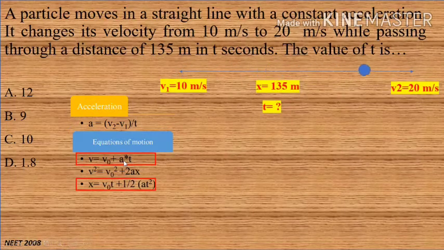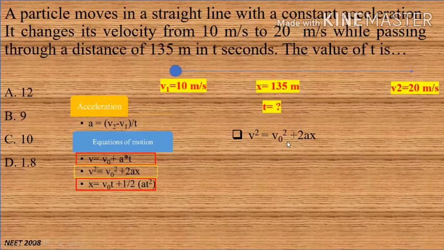So by using the second equation of motion, we can find out the acceleration first, because in this equation only acceleration is unknown to us, and we know final velocity, initial velocity and distance also. So by using the second equation of motion, we can find out the acceleration. So let us use it.